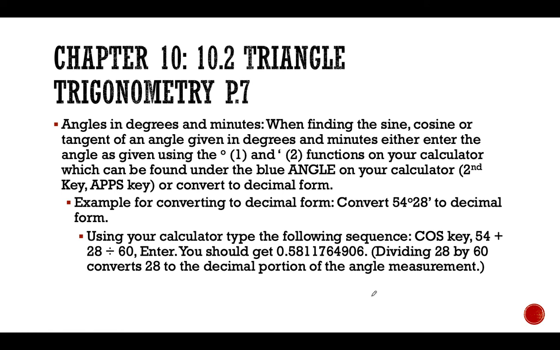An example for converting to decimal form: convert 54 degrees 28 minutes to decimal. Using your calculator, type the following sequence. Cosine key, 54 plus 28 divided by 60, enter. You should get 0.5811764906. Try it yourself on the calculator and make sure you get that number. When you divide 28 by 60, it converts 28 to the decimal portion of the angle measurement.